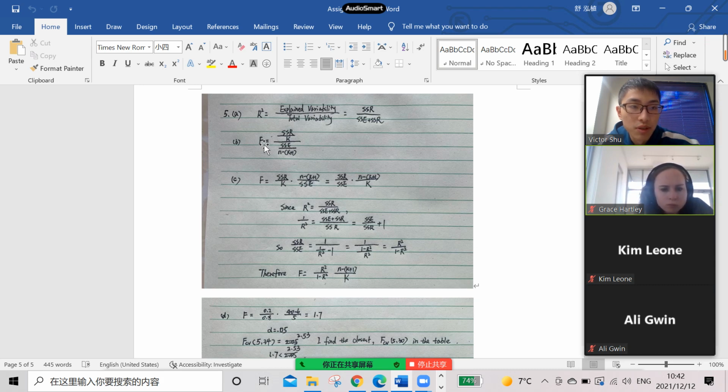N is the number of observations you have, right? In the linear regression model, how many observations you have, the total observations, and minus k plus 1.